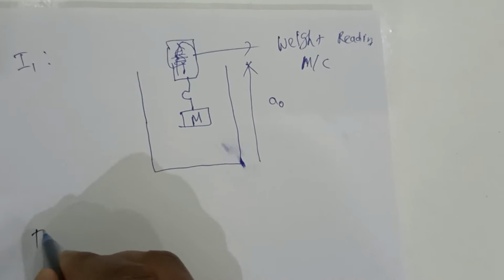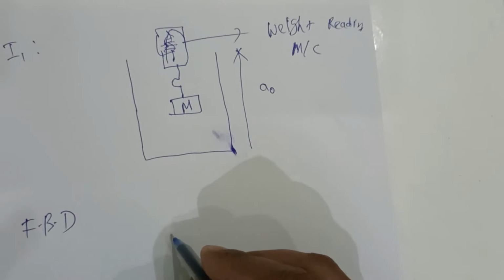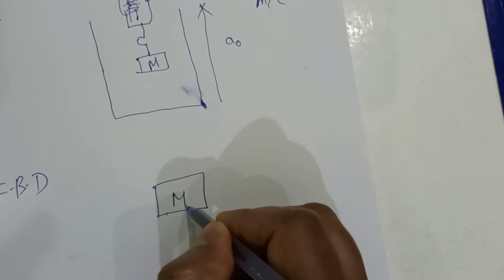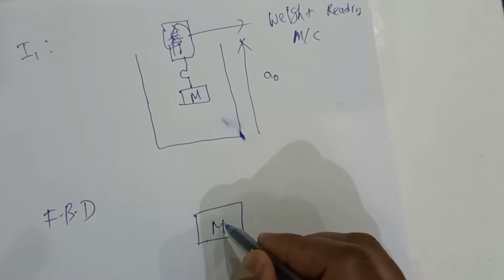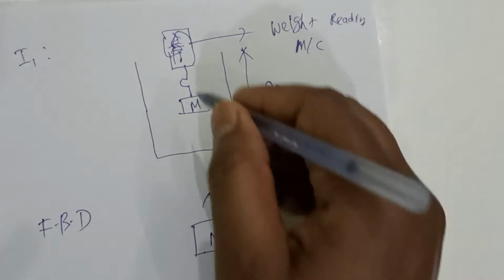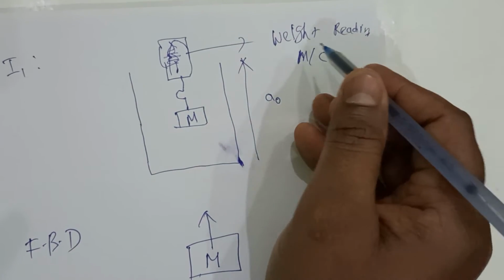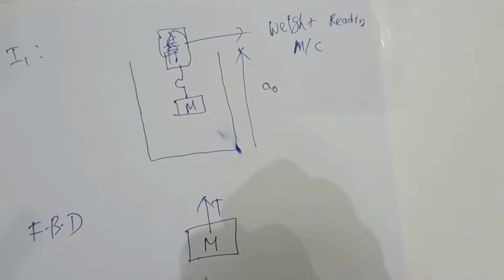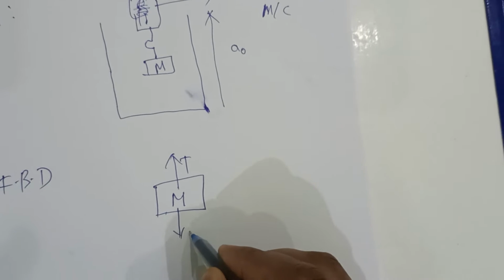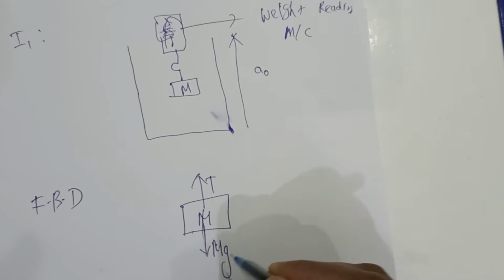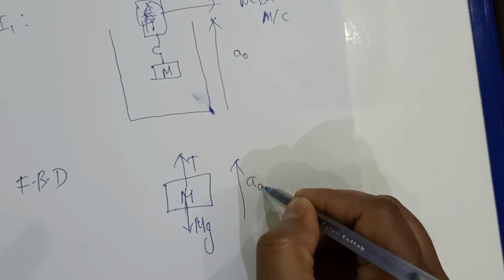So we'll draw the free body diagram of the block. This is the block's free body diagram. Obviously we have a tension here, with which the block is hanging from the weight reading machine. So this is the tension, and this is the downward force, its weight, mg, and the whole system is moving with acceleration a0.